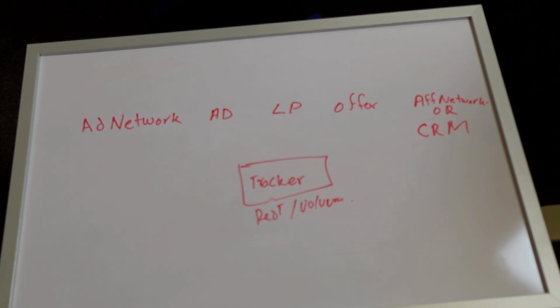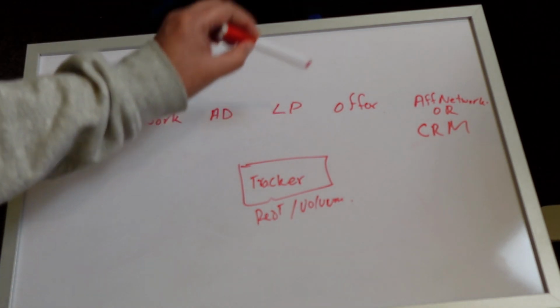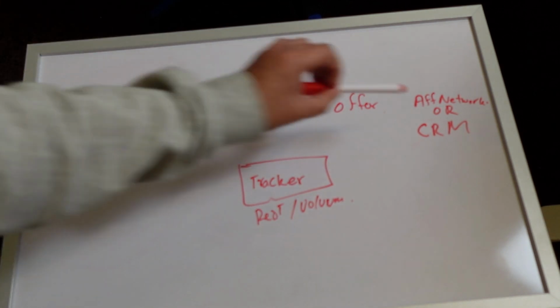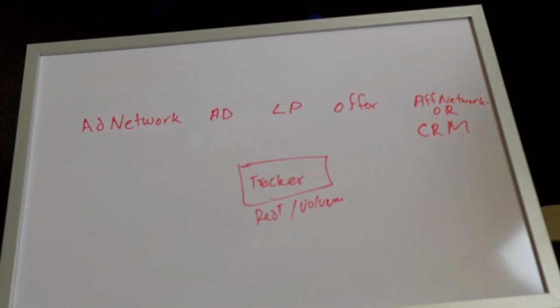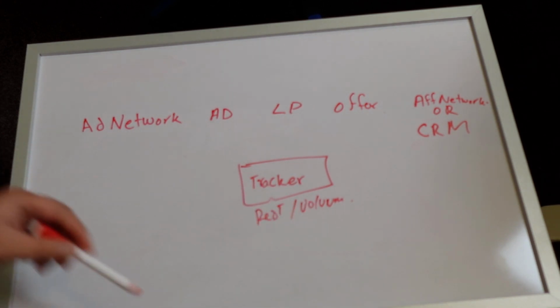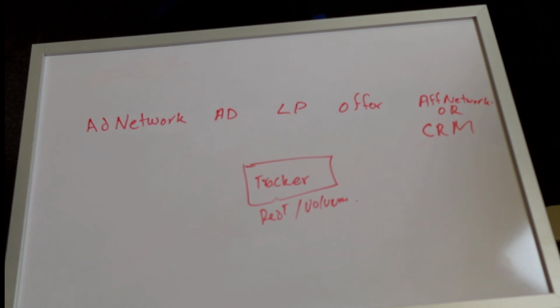So here, as you can see, we have got ad network, we got ad, we got landing page, LP is landing page, offer, and then we got affiliate network or CRM, and then we have tracker here. It could be Redtrack, Volume, or anything. Your ad network could be Facebook, any traffic source basically, Facebook, Google, Taboola, or whatever traffic source you're using.